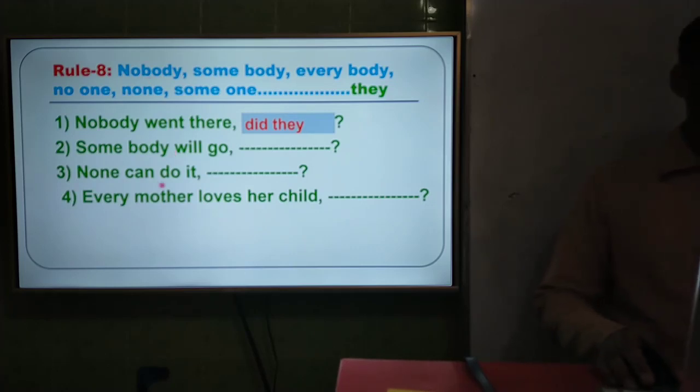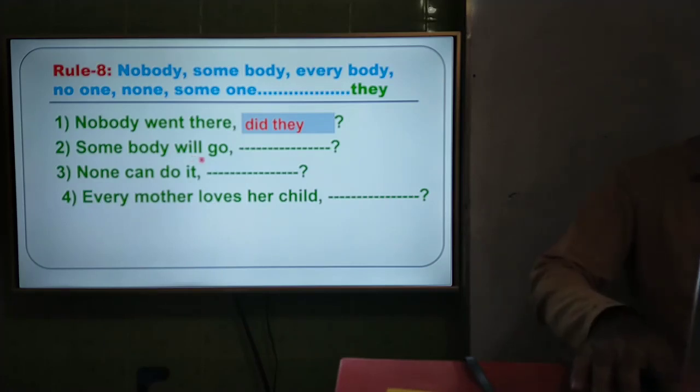Second one, somebody will go. Here we have got this operator, so it will be very easy for us to make this tag question. Here will, and we know that the short form of will not is won't. If you make mistake, answer will be wrong. The short form of will not is won't. So the answer is won't they.